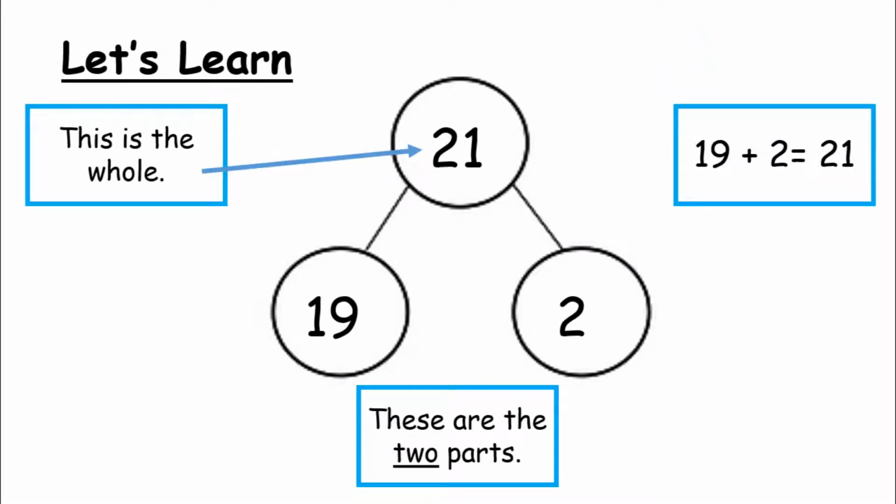Brilliant. So we know that this is a part-whole model, and the number 21 at the top, this is the whole number. The two numbers underneath, 19 and 2, these make up the two parts of the model. So the 21 is the whole, and the 19 and the 2 are the two parts. Now, if we add 19 and 2 together, it equals 21. 19 and 2, those two circles at the bottom of the diagram, they are the two parts that make the whole number.